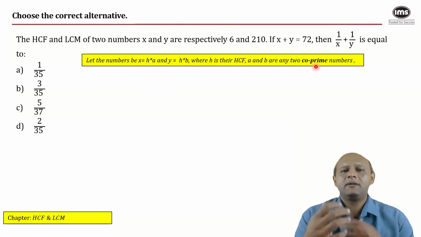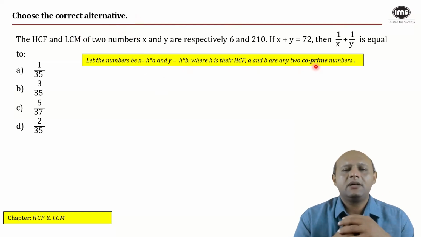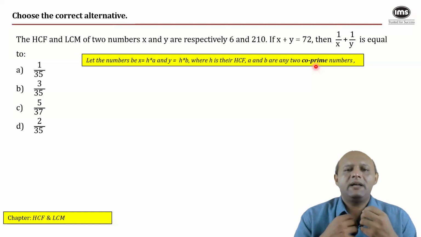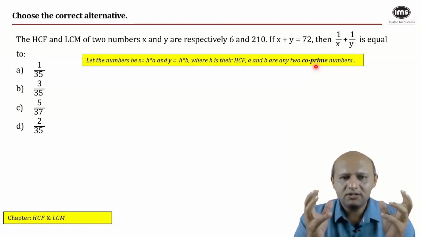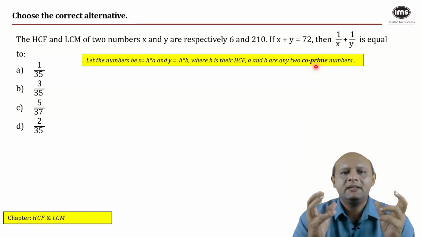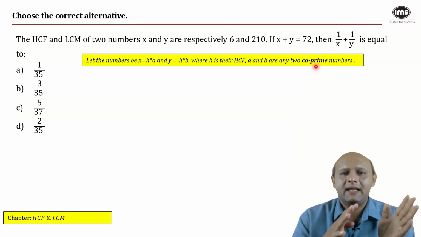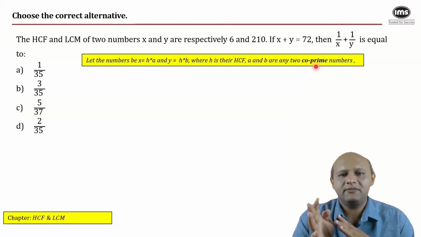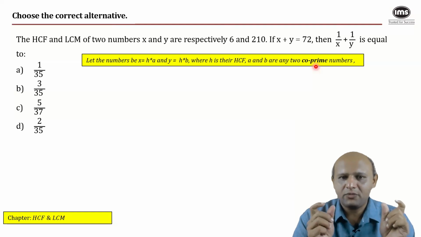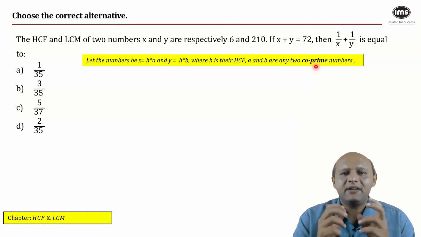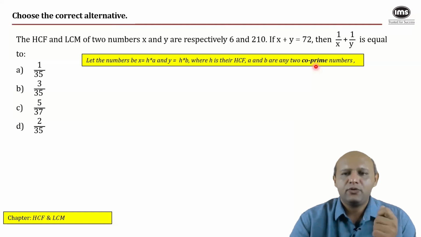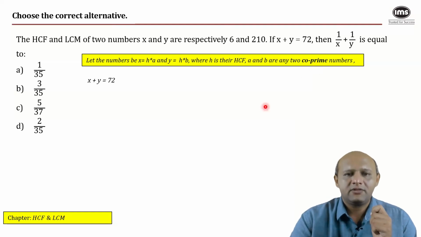Okay, so just think about it. If you have, for example, 12 and 20, what's the HCF of 12 and 20? The HCF is 4. So 12 is 4 times 3 and 20 is 4 times 5. So 4 is common because that's the HCF. But if you look at 3 and 5, they are co-prime to each other. If you know this, solving this question would make your life easy.